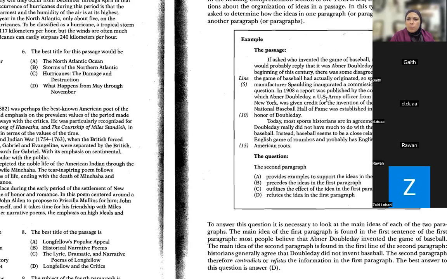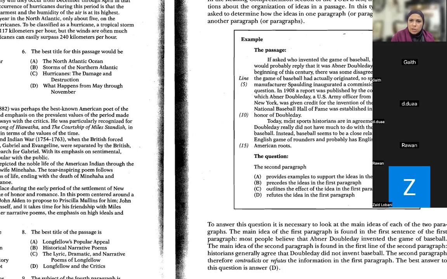In 1908, a report was published by the commission. Commission means organization, in which Abner Doubleday, a U.S. Army officer, was given credit. Who is Abner Doubleday? A U.S. Army officer from Cooperstown, New York. They said that it was really him who invented the game. The National Baseball Hall of Fame, another organization that has to do with baseball, was established in Cooperstown, in honor of Doubleday.